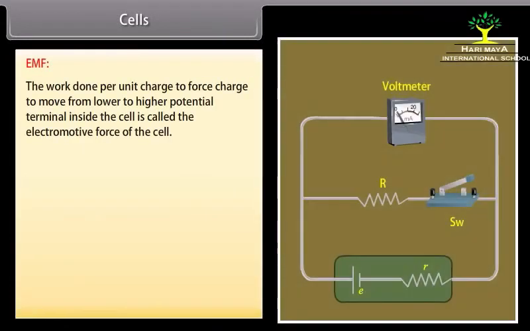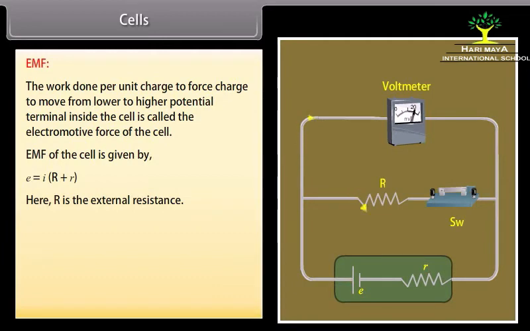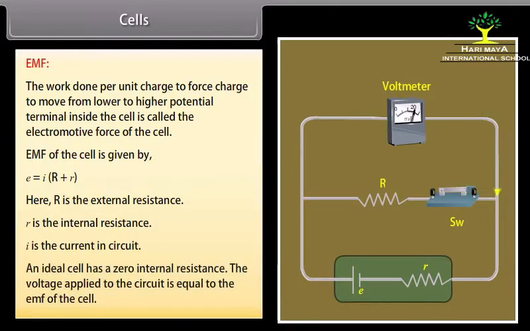EMF. The work done per unit charge to force charge to move from lower to higher potential terminal inside the cell is called the electromotive force of the cell. EMF of the cell is given by E = I(R + r). Here capital R is the external resistance, small r is the internal resistance, small I is the current in circuit. An ideal cell has a zero internal resistance. The voltage applied to the circuit is equal to the EMF of the cell.